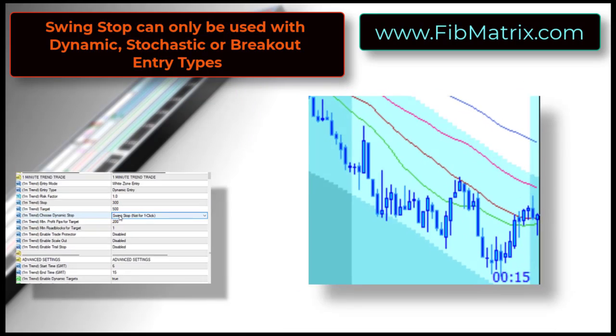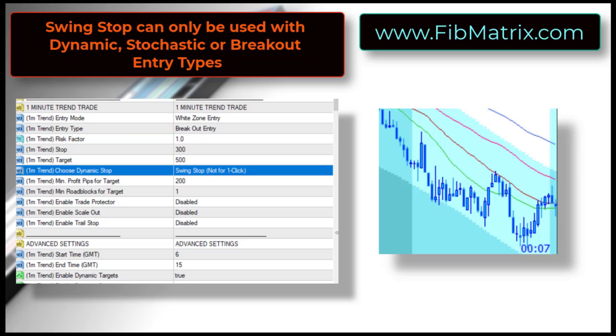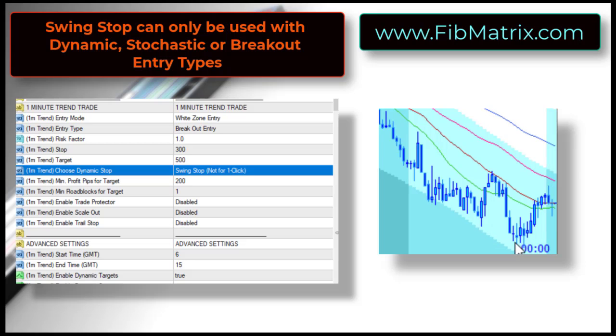Do not use it with one click entry. Any of these other entries are fine. Even the breakout's fine. If you used it with the breakout entry, swing stop works, because then this would be your entry below this breakout here, and your swing would go back 15. 1, 2, 3, 4, 5, 6, 7, 8, 9, 10, 11, 12, 13, 14, 15. So in that last 15, this was the highest point. That's the stop loss.